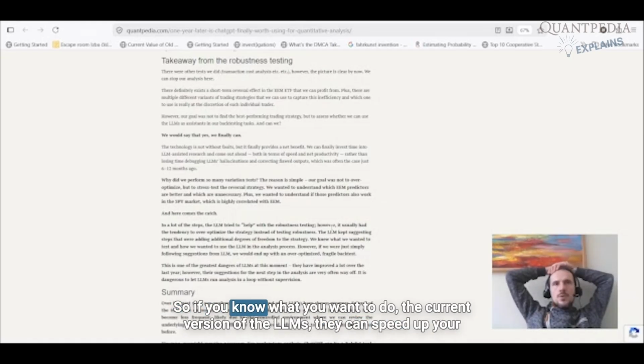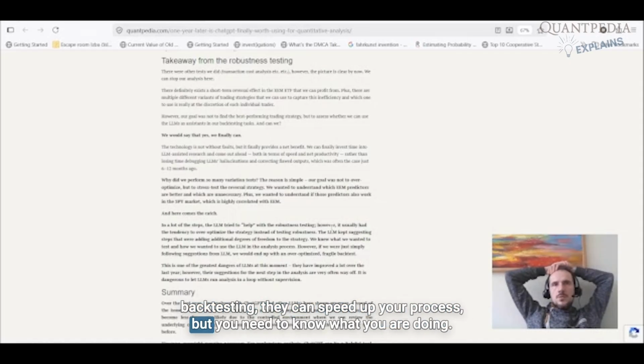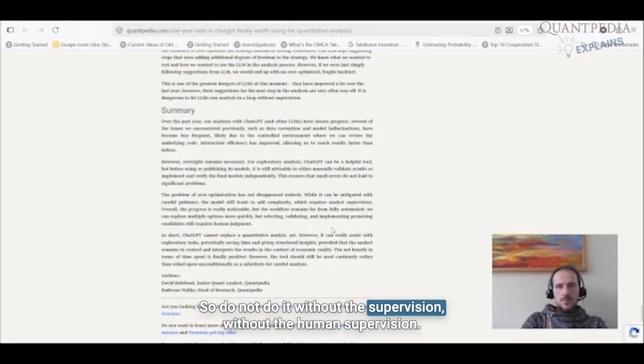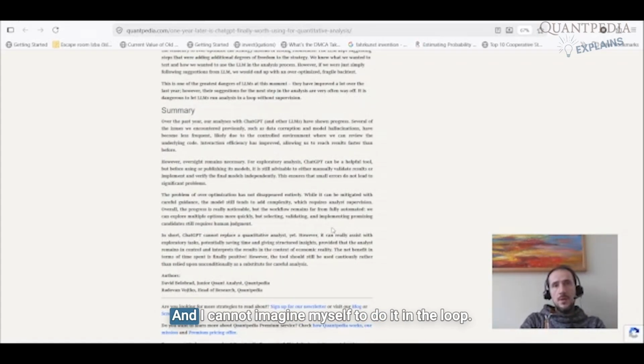strategy. So if you know what you want to do, the current version of the LLMs can speed up your backtesting, they can speed up your process, but you need to know what you are doing. You cannot rely blindly on suggestions from the LLM. So do not do it without human supervision. Cannot do it. And I cannot imagine myself doing it in a loop. This is not just the case for ChatGPT, but also for other LLMs.